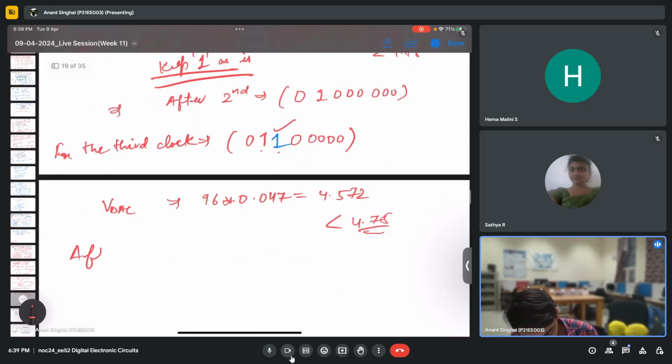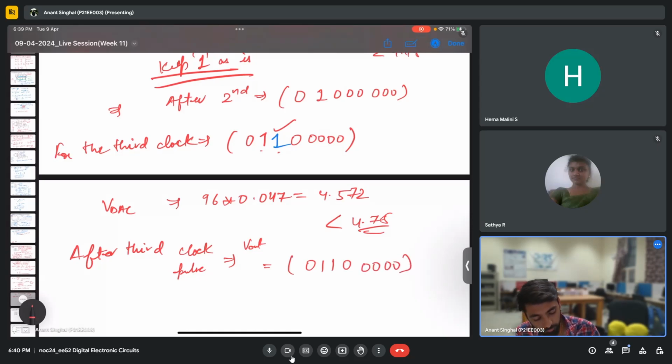So after the third clock, which is asked in the question, the output will be 0, 1, 1, and then all the zeros. So there will be 5 zeros.